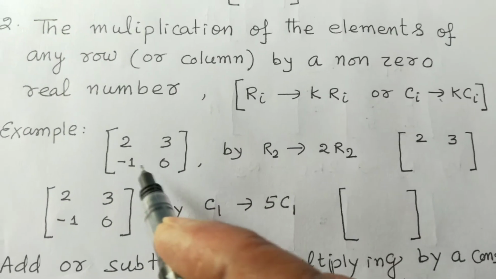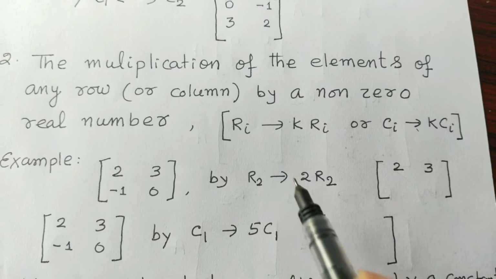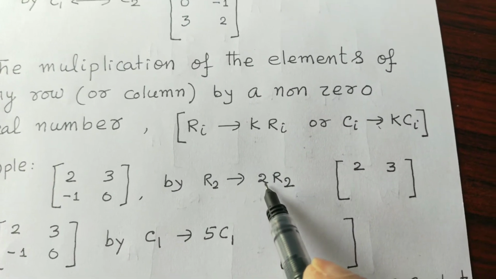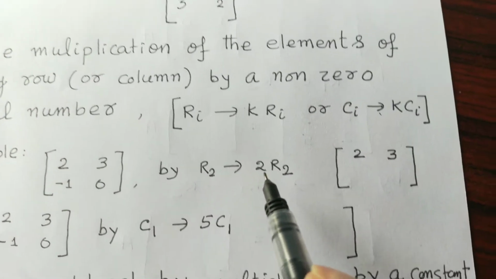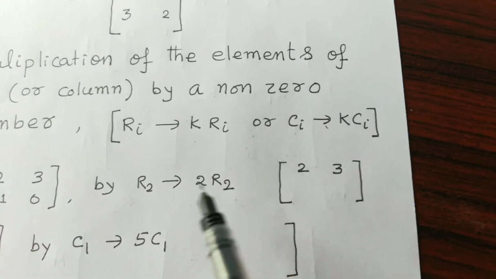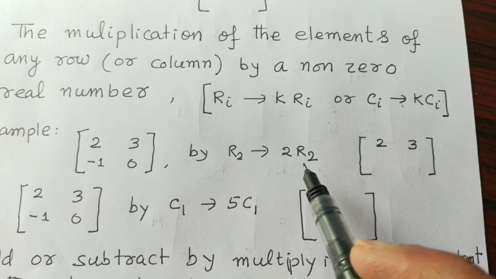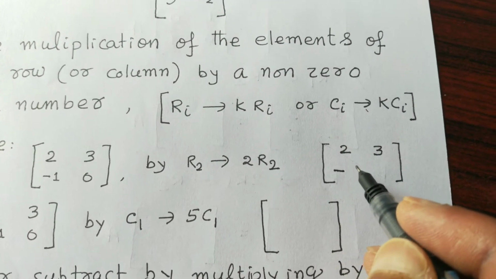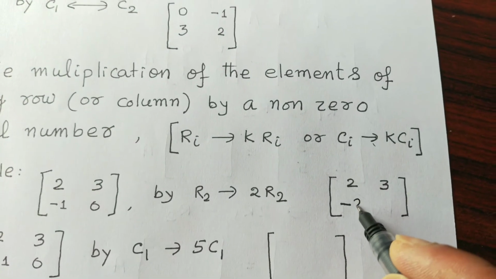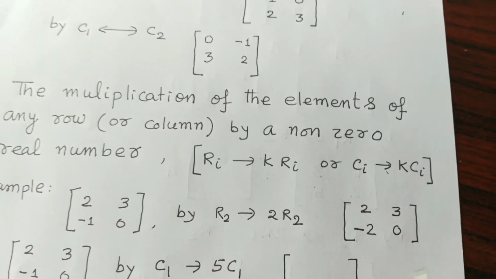For example, in the same example, let us take 2, 3, minus 1 and 0. Now I want row 2 to be changed by 2 row 2. So row 1 is not changing. Row 2 will change to 2 row 2. So I will write 2, 3, and row 2 is changing since it is twice row 2. So I will write here minus 2, multiply by 2 and write it. And this is 0, 2 into 0 is 0.